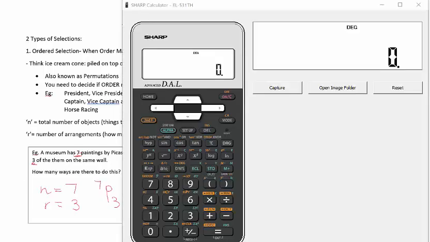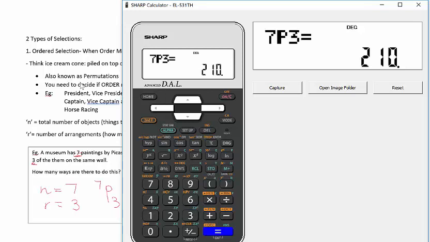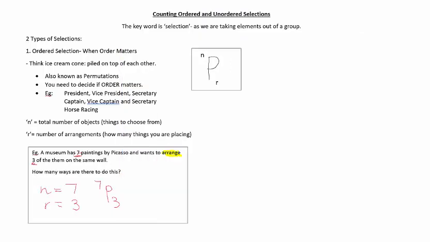So here's the calculators that we use. I know it looks a little bit different, but it's the same concept. So you will see that all I need to do is press 7, second function, and see where the nPr is on the 6, and then 3 equals 210. So this means that there are 210 ways to arrange the 3 paintings on the wall. So we'll write that in our answer: 210. So if this was in the exam, I would write there are 210 ways to arrange 3 paintings on the wall.